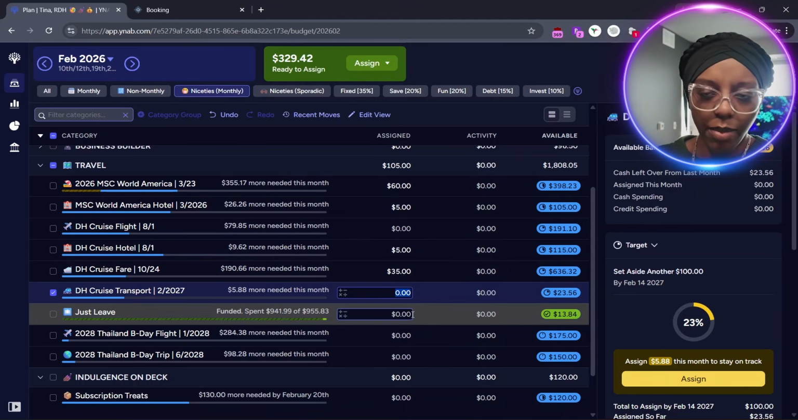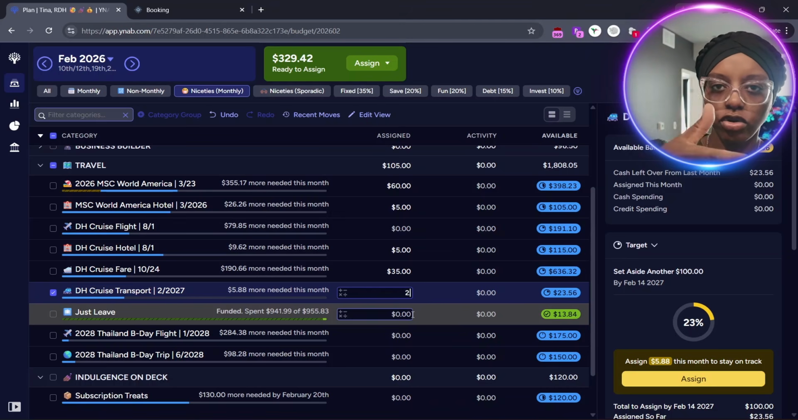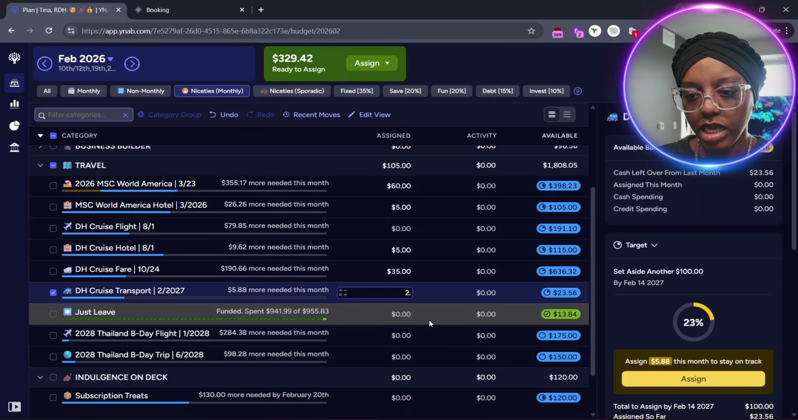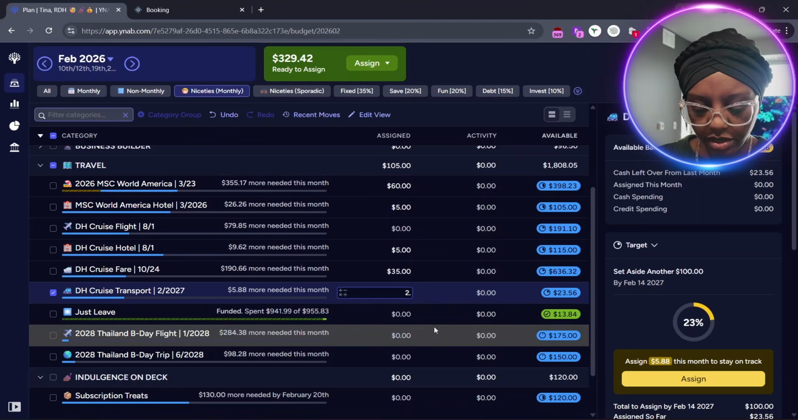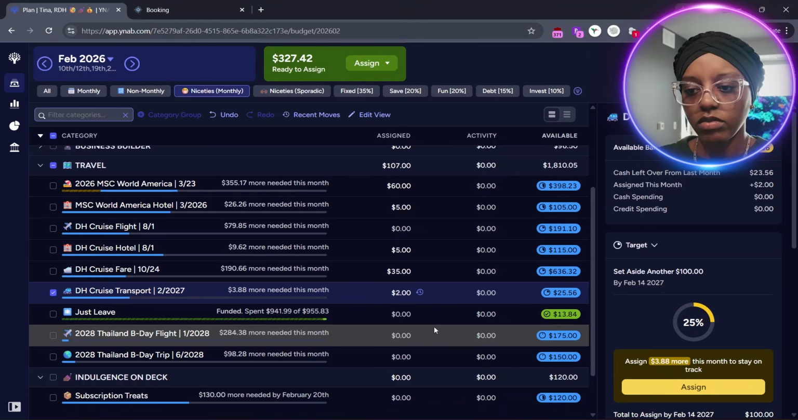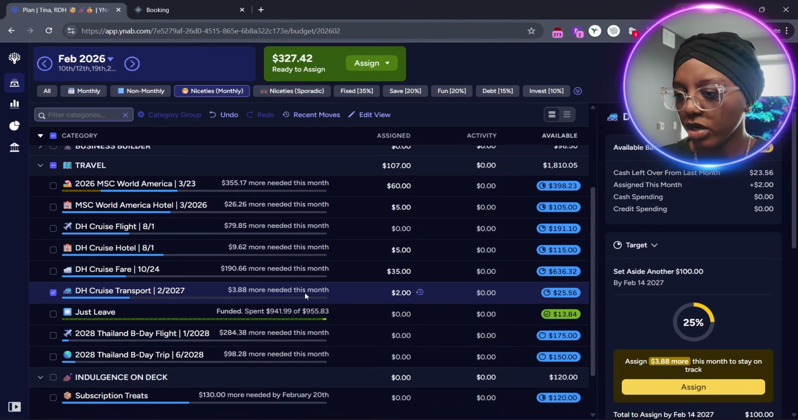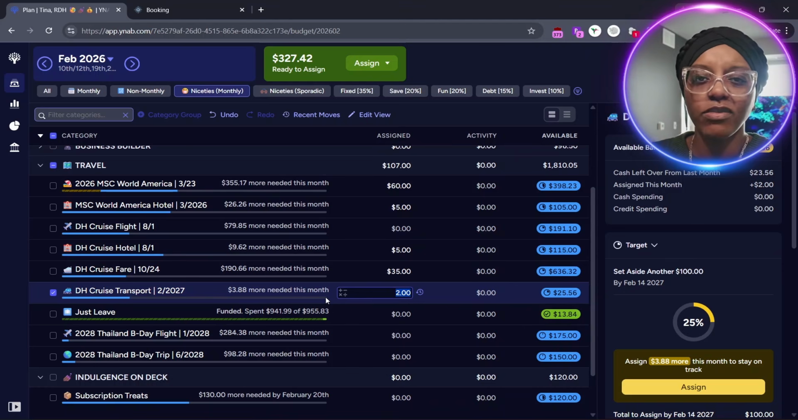The transport, I mean, I already have $23.56. You will need probably more than $23 for your Ubers from the airport to the hotel, hotel to the cruise ship to the airport. I'll go ahead and put the $2 in there to get towards our goal there, $100. Okay, that's maybe a little bit over, but that's good.